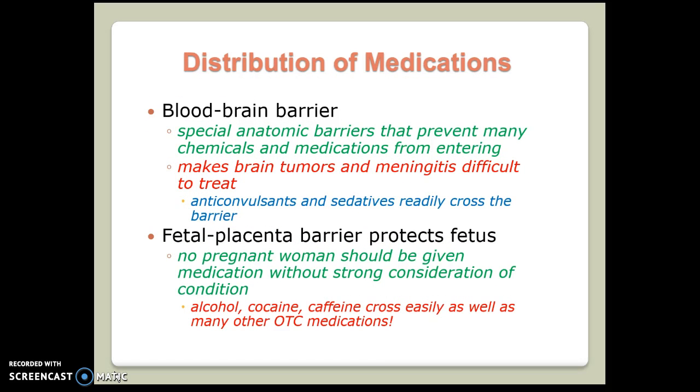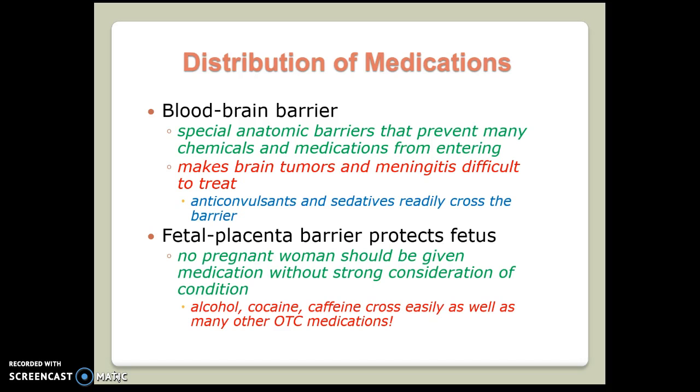Let's talk about the blood-brain barrier. This is something for some reason I have trouble saying. Blood-brain barrier. It's a specific anatomic barrier, and it's built to prevent chemicals and medications from entering. Okay. The problem is it does make things difficult. We're going to talk about Parkinson's disease in a couple of weeks, and one of the biggest problems is that the patient needs dopamine. The pharmacologic form of dopamine will not cross the blood-brain barrier, in which case they needed to find a form that would cross the barrier.